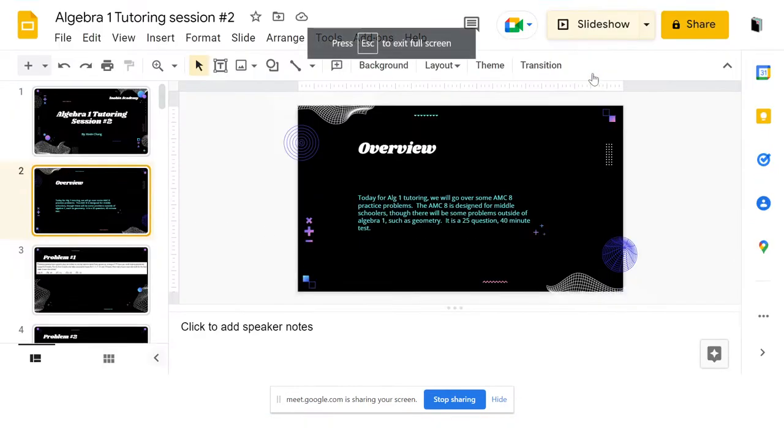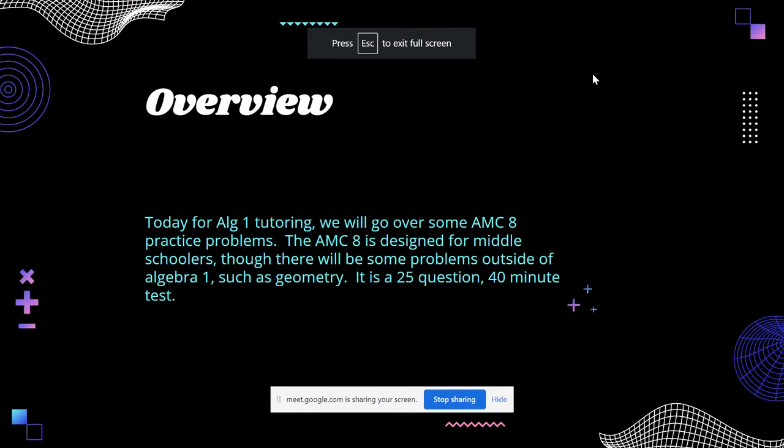So basically, the AMC 8 is designed for middle schoolers, and it has multiple types of math involved. It'll have Algebra 1, Geometry, Statistics, Probability, etc. It's 25 questions, and it's a 40-minute test. If I remember correctly, usually you take it around November. Since you're going to middle school, you should be able to sign up for the test this year, but I would recommend waiting until 7th grade until you've learned a bit more math. AMC 8 is all about creativity, how you approach math problems.